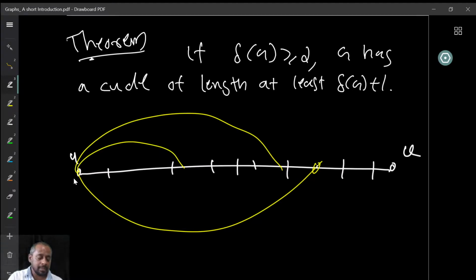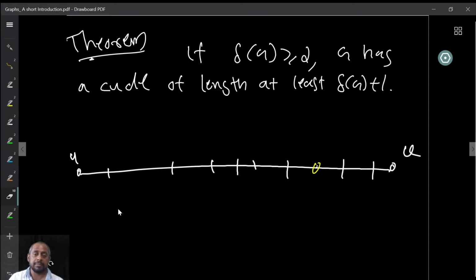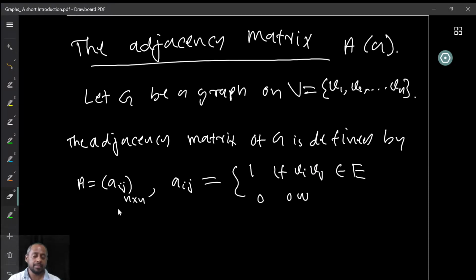So these two are very nice proofs of this fact using what is called extremality. Okay, we will come to this kind of extremality arguments in the future. So we have these two theorems.